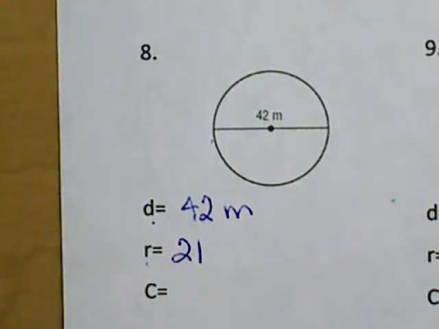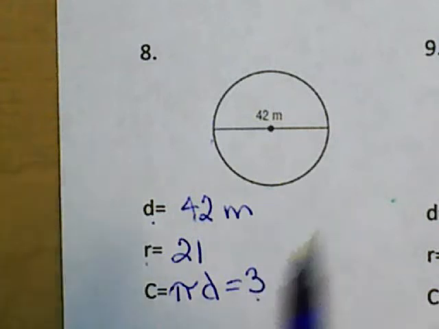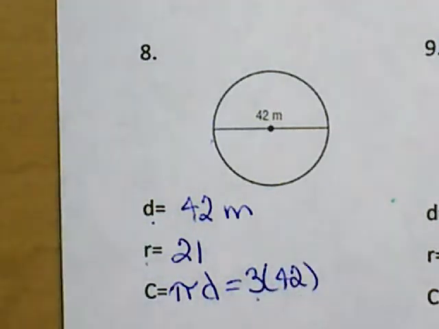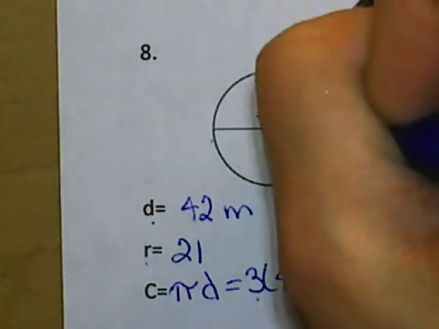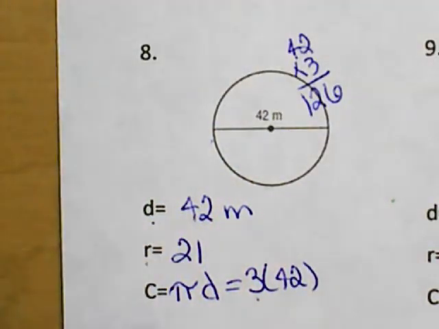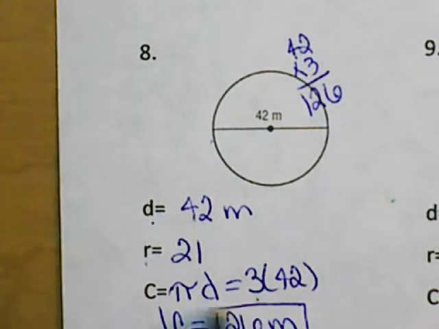But like I mentioned a minute ago, we will be focusing on using pi times diameter to determine the circumference. And we will be using 3 for pi. Therefore, we will multiply 3 times 42. And the circumference of this circle will be 126 meters. Do you think you can do number 9 by yourself?